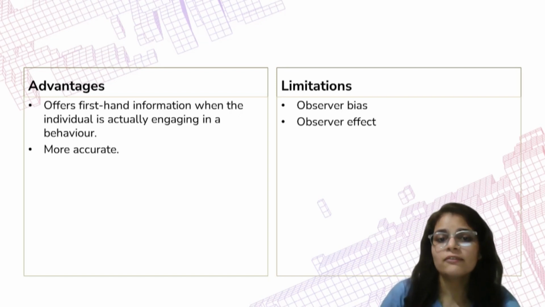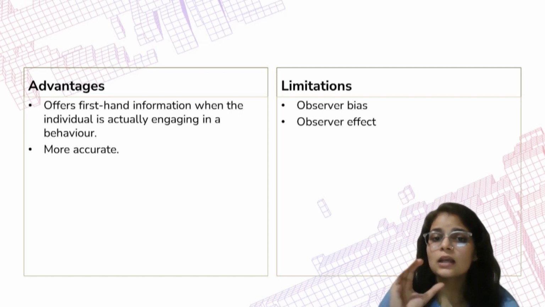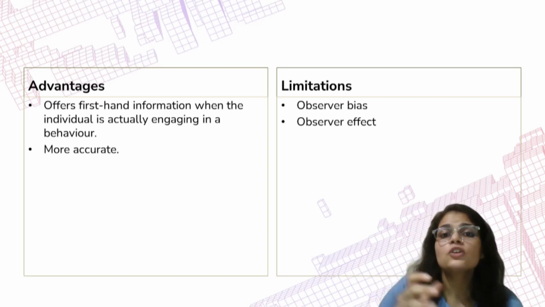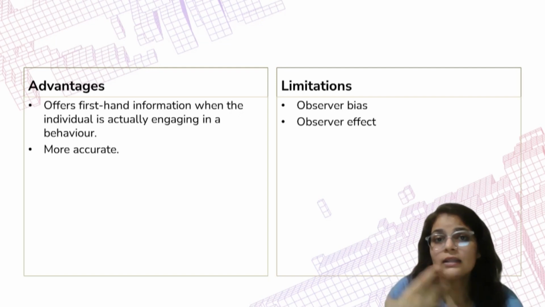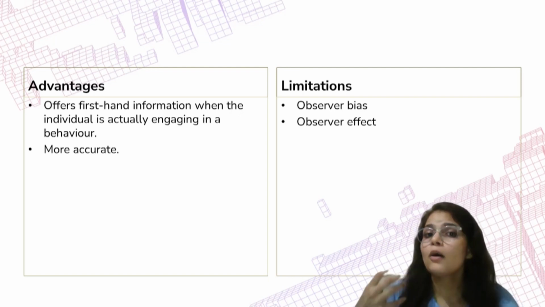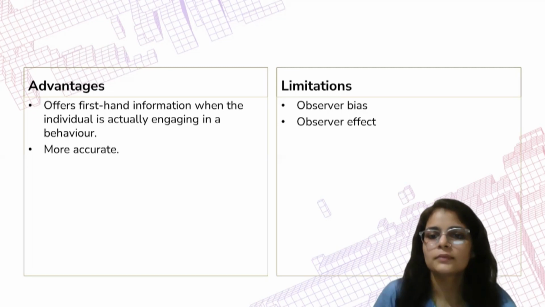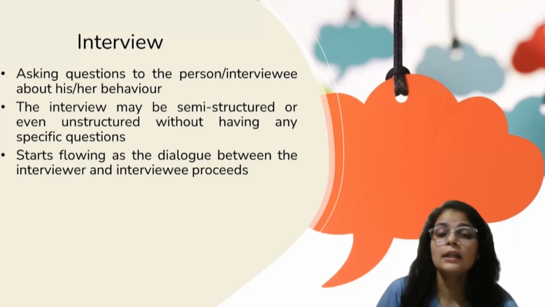Observer effect is the effect on the person because of the fact of being observed. So in participant observation method, when you are a part of the whole class, and the teacher knows that he or she is being observed, he becomes conscious and may or may not show his or her natural responses or natural behavior. So this is the limitation of the observation method. Moving ahead is the interview.